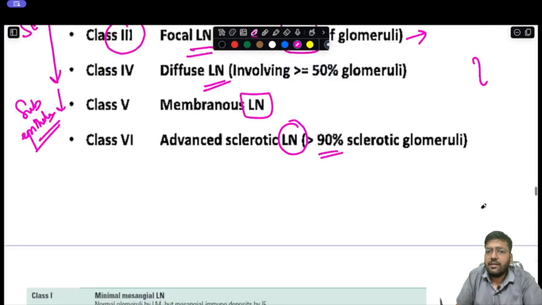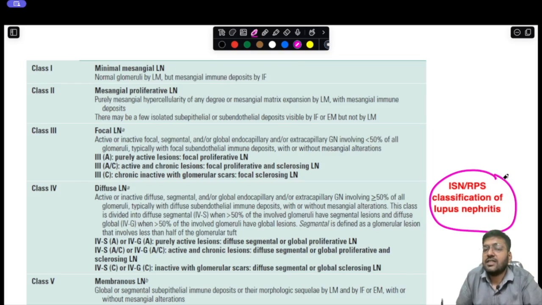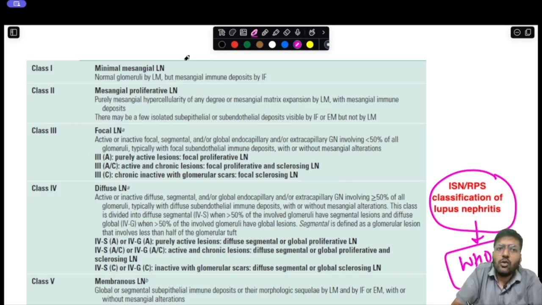Next, I am going to show you a more detailed classification. This is the ISN/RPS classification of lupus nephritis, which is the one that is followed. It has modified the WHO classification and made it more detailed. I have already discussed this in detail in the immune system lecture, so I am not going to go into the details. Class 1, as you know, is minimal mesangial lupus nephritis. There are mesangial deposits, but they are not seen by light microscopy; rather, you can detect them by immunofluorescence.